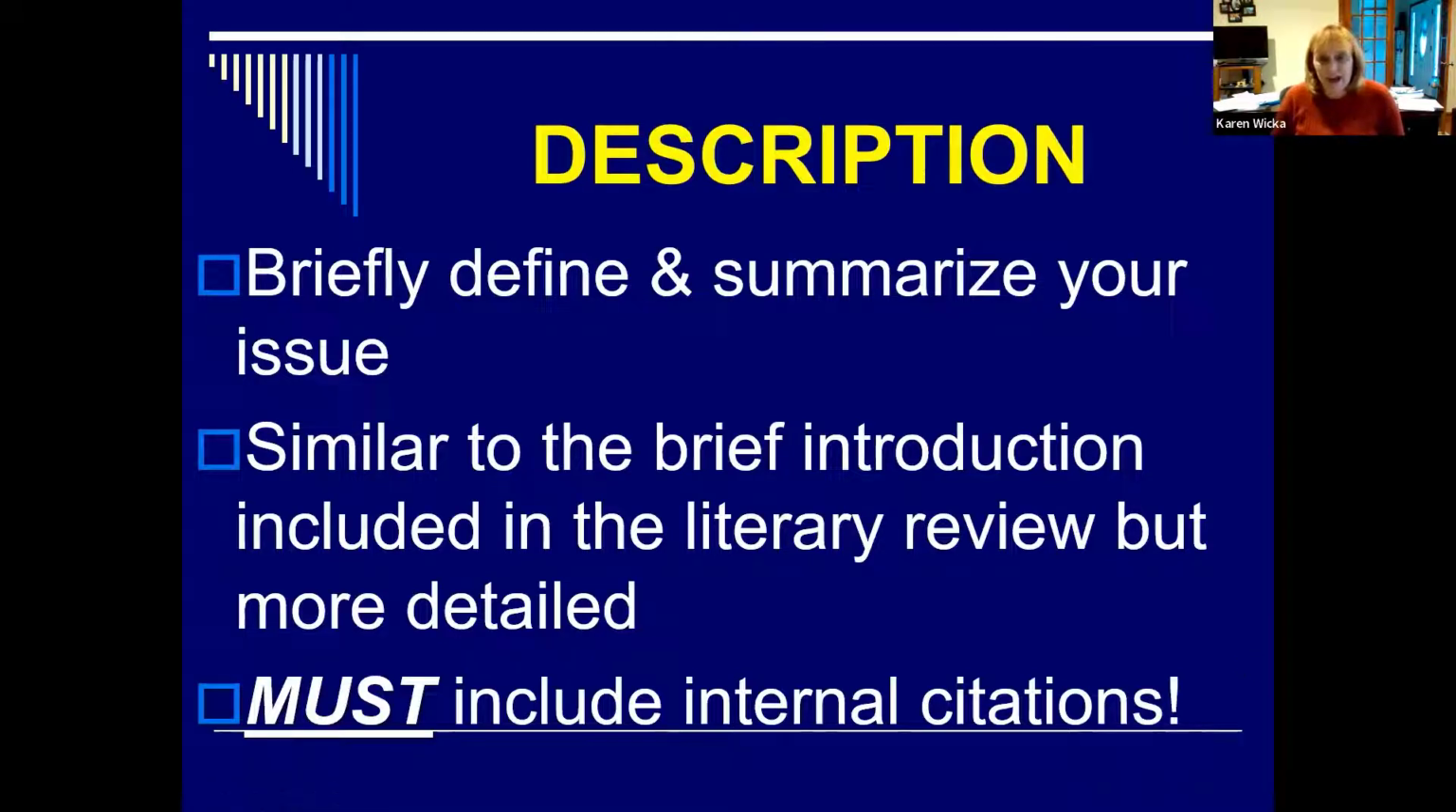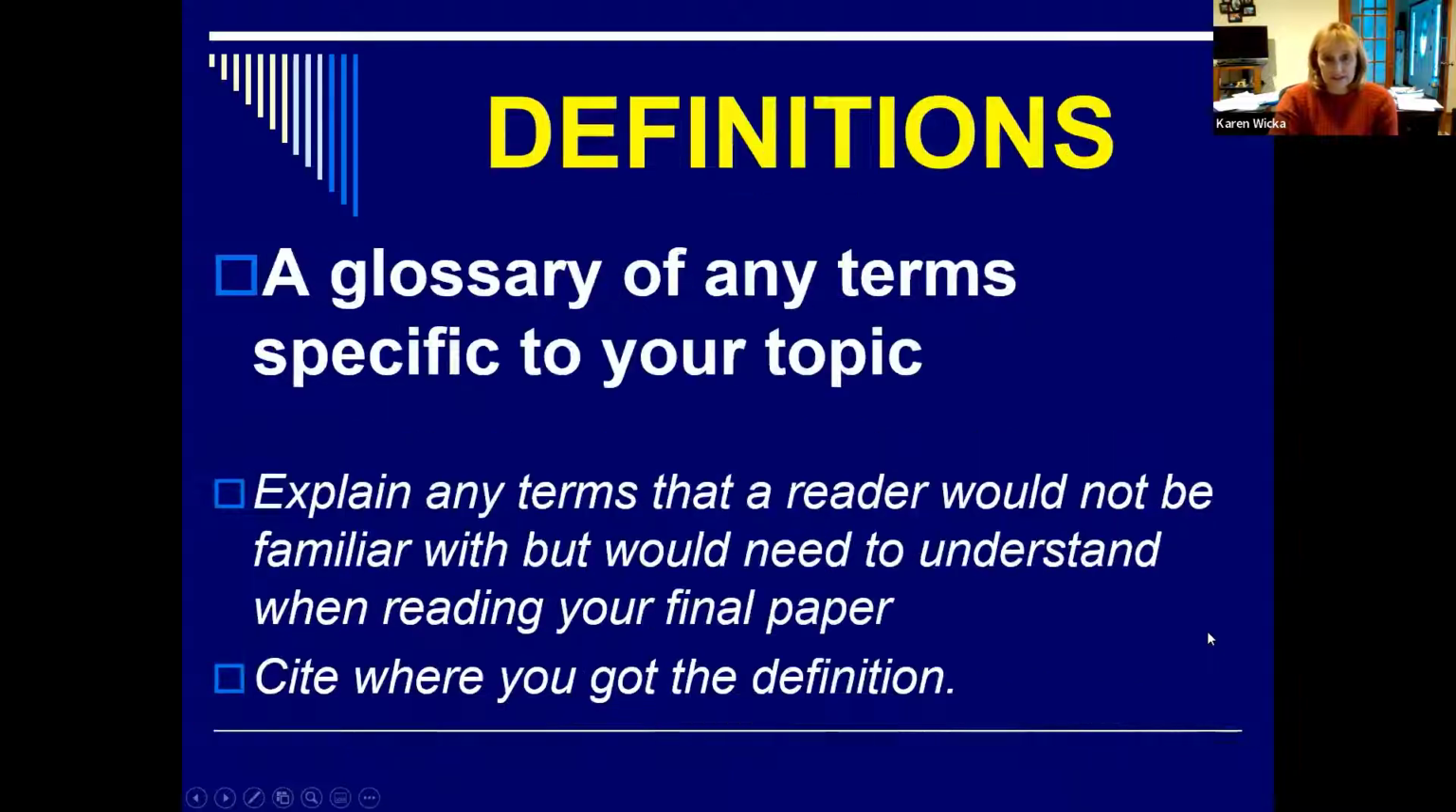The next section you're going to have is the description of your problem, okay? You're going to briefly define it and summarize the issue. So what is your topic and summarize it. Provide an overview of your topic. This is going to be very similar to the introduction that you included on your literary review. You may just have to beef it up a little bit. This also needs to have internal APA citations. Pretty much this whole part of the paper is going to have a lot of citations. You need to tell the reader where you found your information, and they should be internal citations as set forth in the APA guides. Okay, so make sure you're including those internal citations.